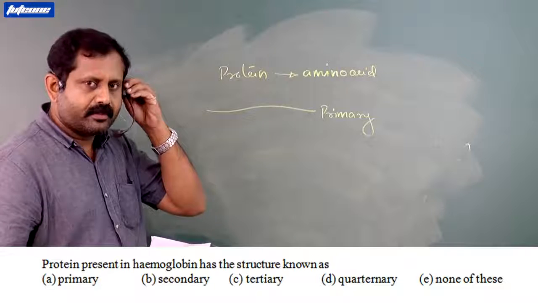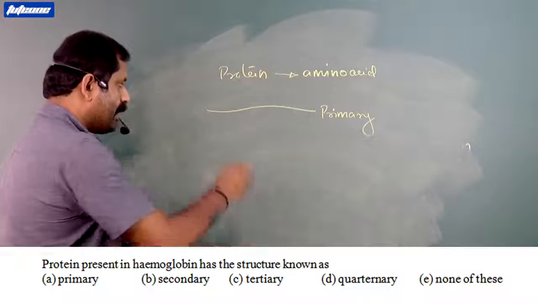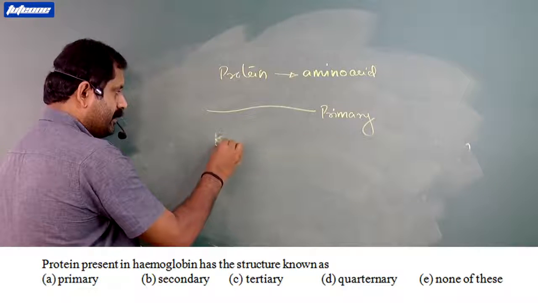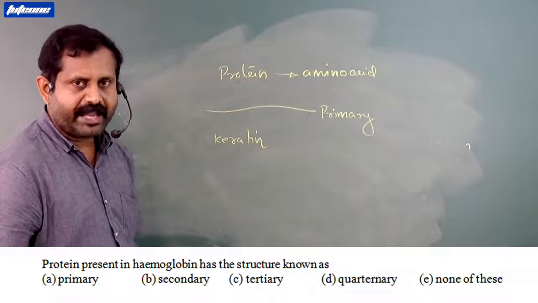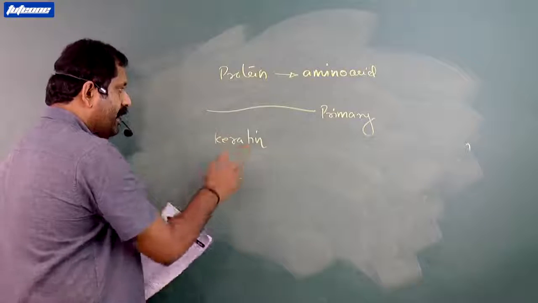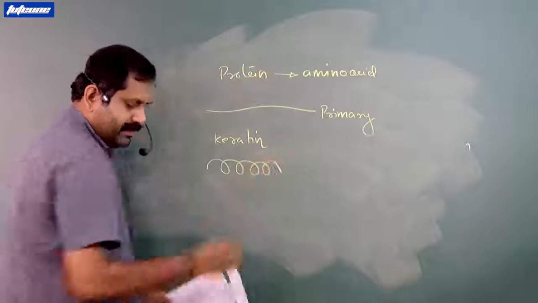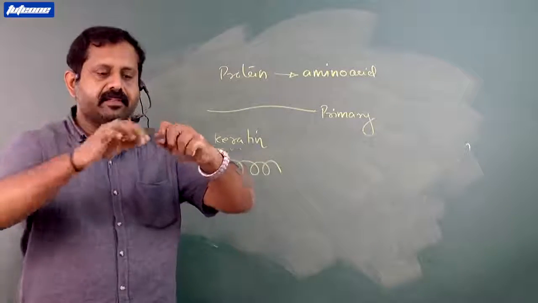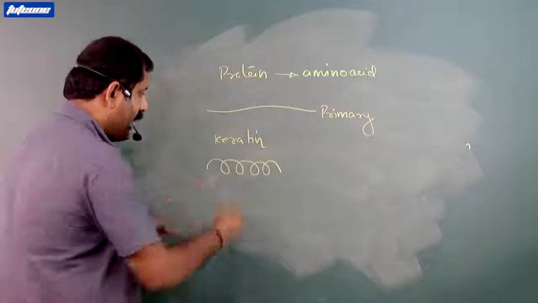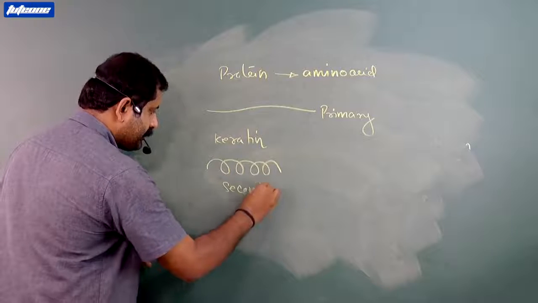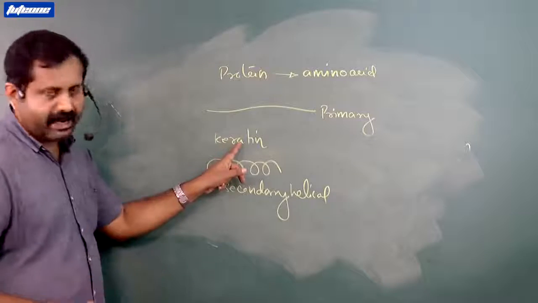But in some proteins, this primary structure is converted into other forms. For example, in case of keratin. Keratin is a protein found in your hair, nail, etc. In keratin, this structure is converted this way. That is, the linear form is coiled like a spring. So this structure is called a helical structure, and it is called a secondary helical. It's found in keratin.